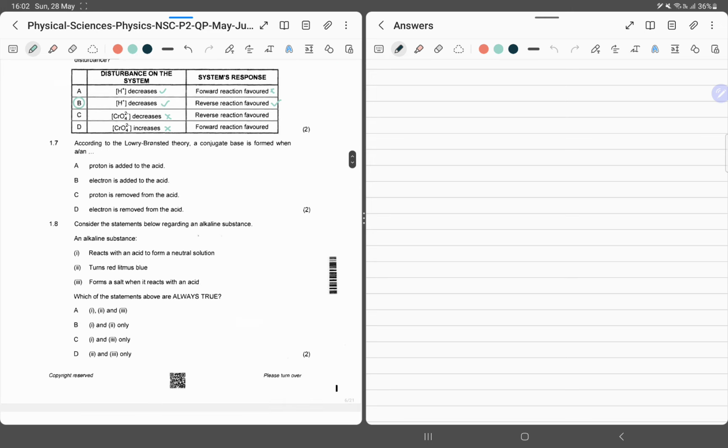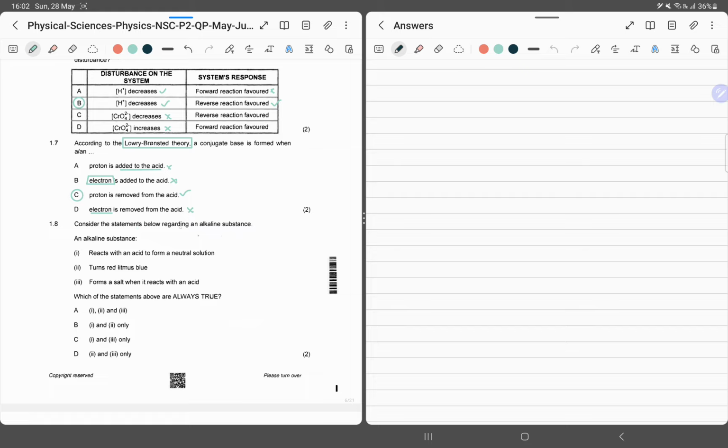All right, not a problem. Now, according to Lowry-Bronsted theory, a conjugate base is formed when a proton is added to the acid. We really don't add a proton to the acid. An electron is added? We never speak of electrons, so that is out. A proton is removed from an acid. That is true. An electron is removed? Again, we never talk of electrons. So the answer there is easily C. Remember, we talk of protolysis, which is a transfer of protons, not electrons.